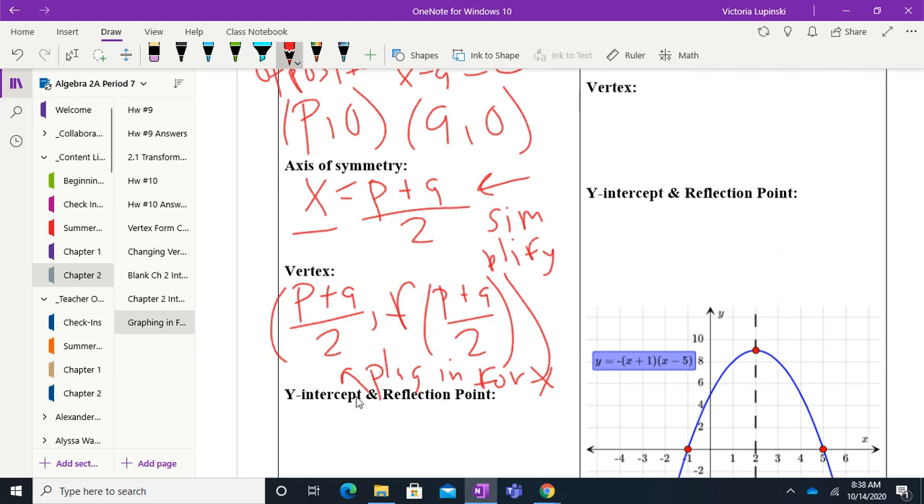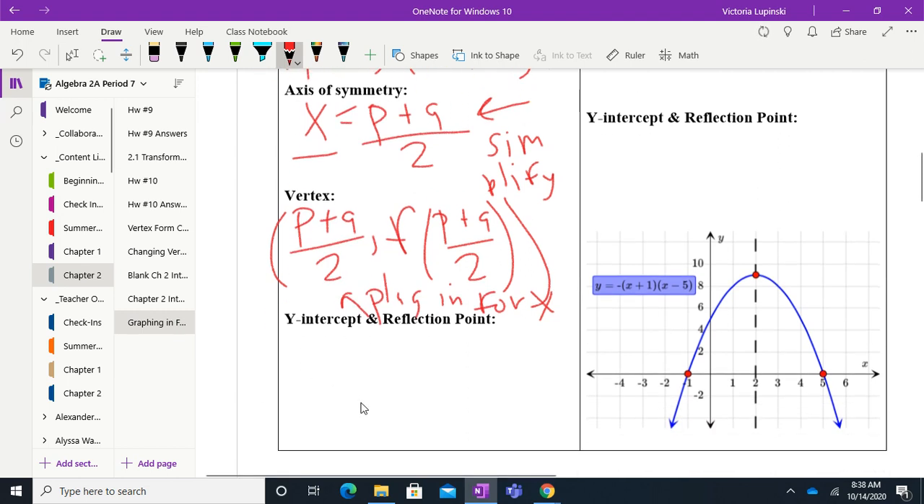Then you're going to find the y-intercept and its reflection point. Hopefully you remember from your lesson in standard form that for every value to the left of the axis of symmetry, there is a mirror image on the right, and vice versa. If there's a point on the right, it's to the left. To find a y-intercept, that's the same as always. You're going to set x equal to 0, and then you're going to solve.